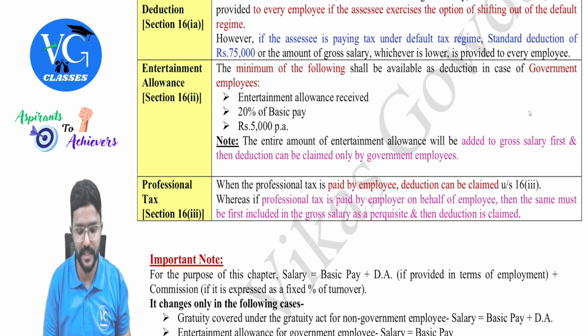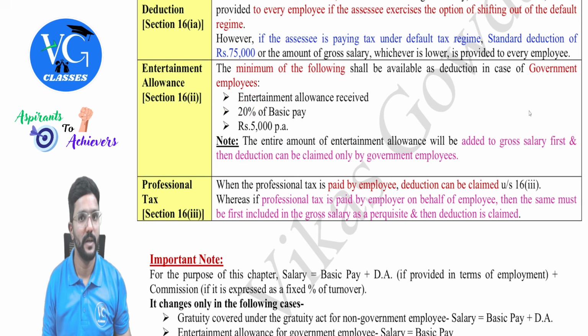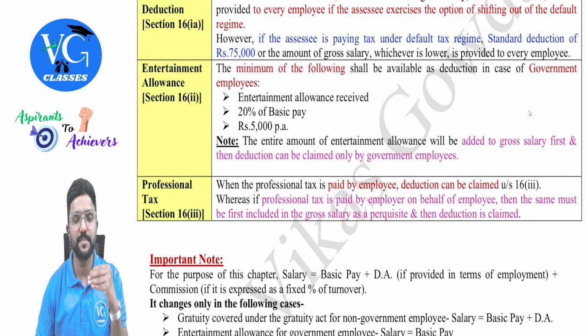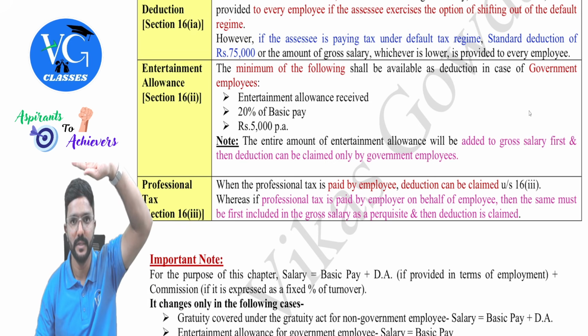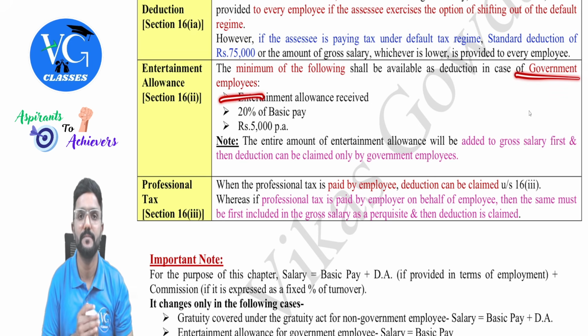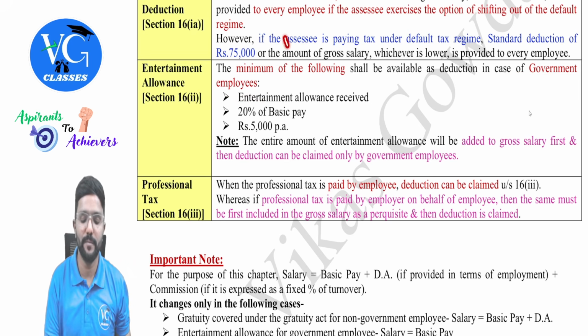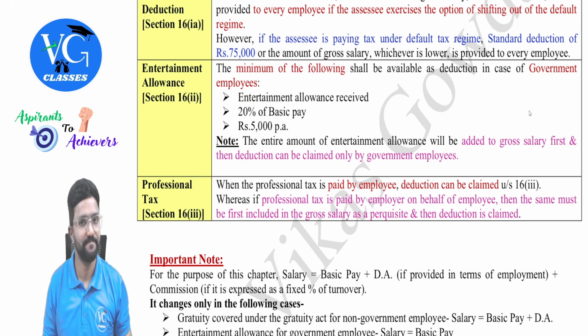Actual entertainment allowance received or 20% of basic pay or 5,000 per annum, not per month, per annum. Clear? So whenever the employer is providing entertainment allowance to an employee, for any employee, first include it in the gross salary. Then give deduction only for a government employee. Sir, what if he is a non-government employee? No deduction. Straight away entertainment allowance will get taxed.